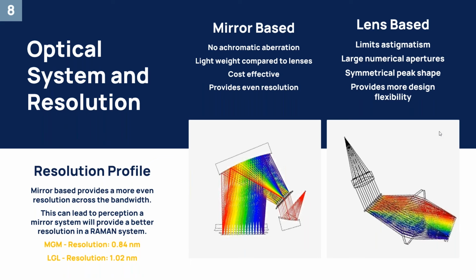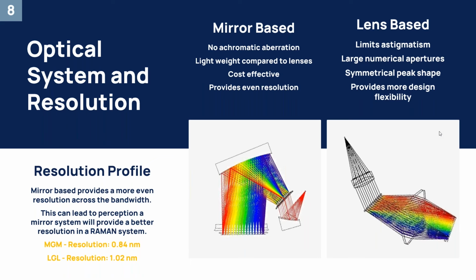And mirror-based systems have the advantage that they don't suffer from any chromatic aberrations, as they don't interact with the medium itself. It's reflected from the surface, so you don't get a dependency. It's a purely geometrical thing. You don't have a dependency on the specific wavelength as such. Mirrors are also, at least in most cases, lighter weight than a thick aspheric lens, and they can be quite cost effective in that sense as well.